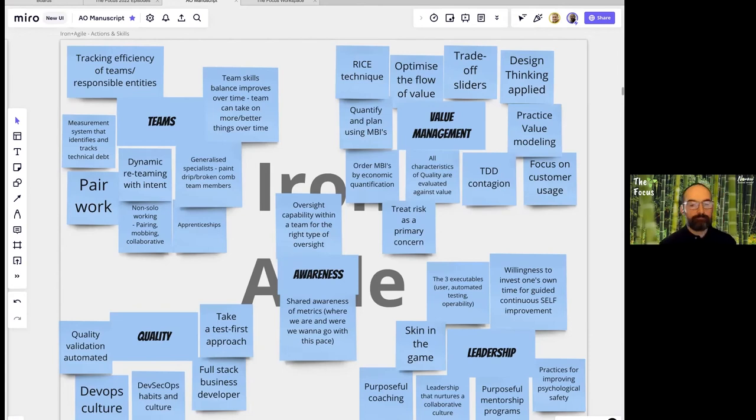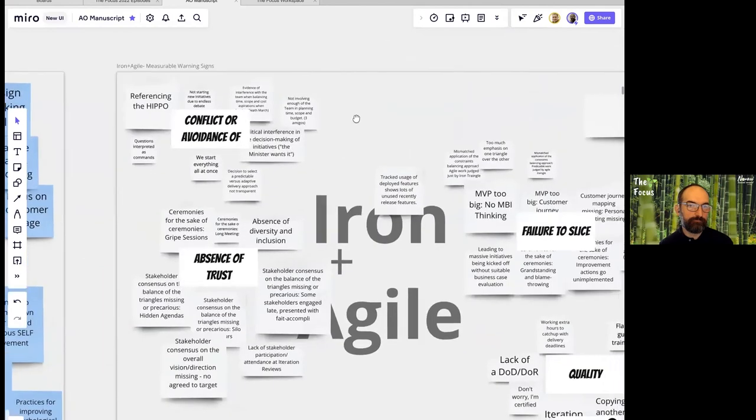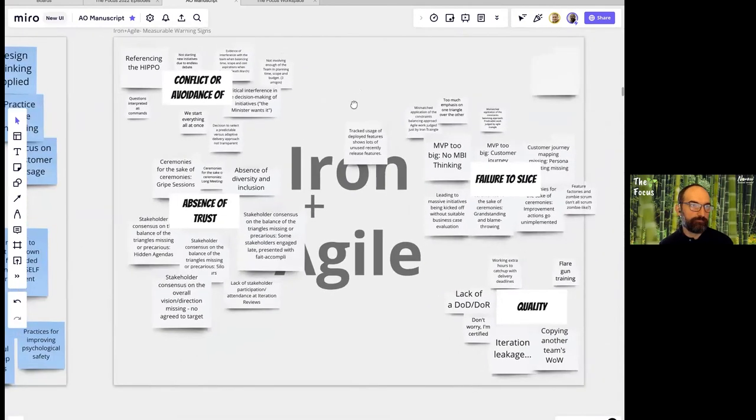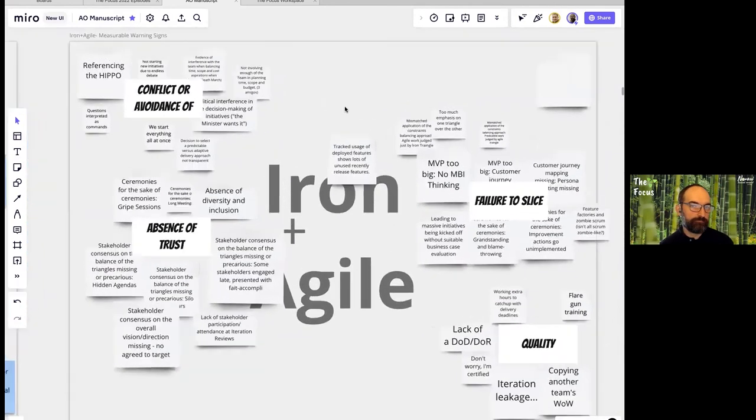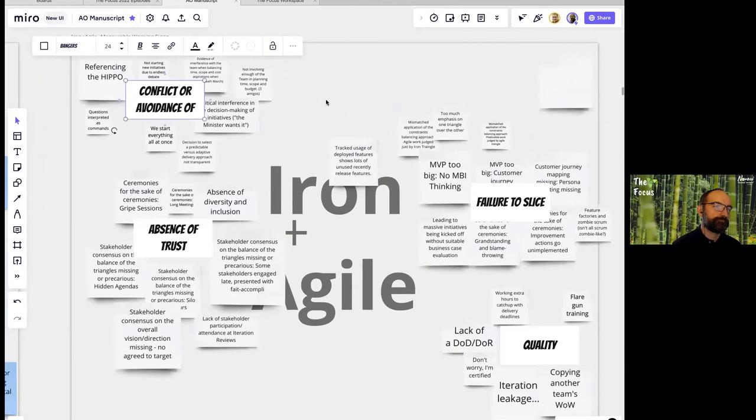in the materials. Now that we've had a look at the actions and skills that you can focus on for making sure that you've got a really good balance between the Agile and R triangles, let's look at the warning signs. What are the things that you can actually measure or observe to warn you that, hey, we're slipping back on the R or the Agile triangle?